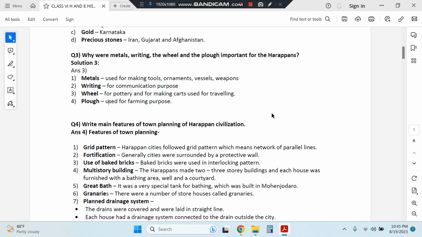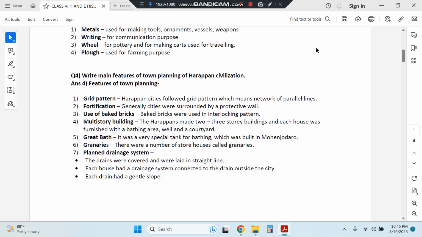Next question, question 4: write main features of town planning of Harappan civilization. There are lots of features. First of all, the grid pattern. Harappan cities followed a grid pattern, which means a network of parallel lines. Then fortification, which means cities were surrounded by protective walls. Then baked bricks were used, in an interlocking pattern. Multi-story buildings were there, and each house had a bathing area as well as a courtyard.